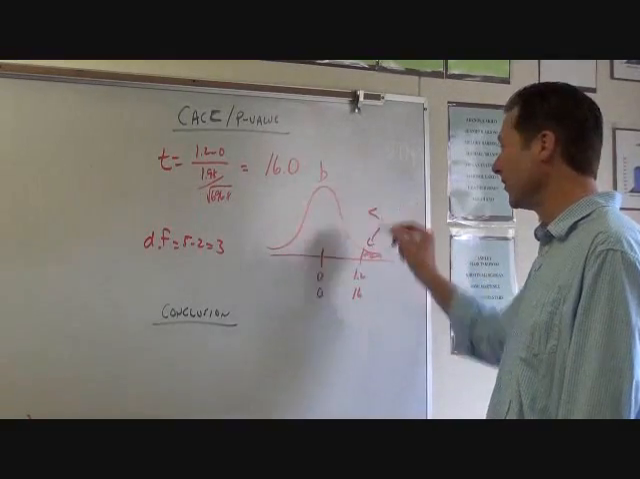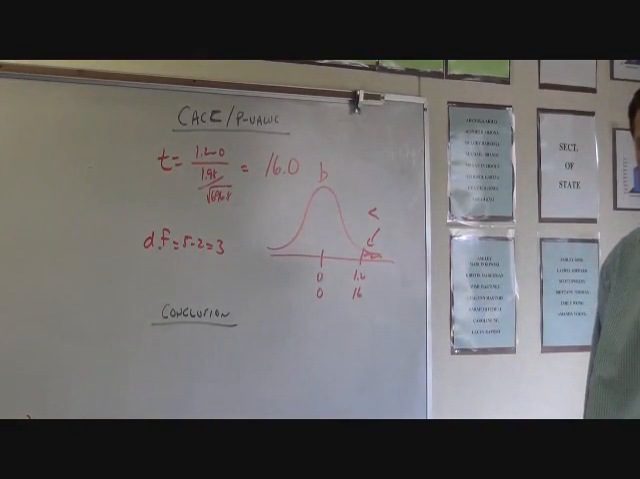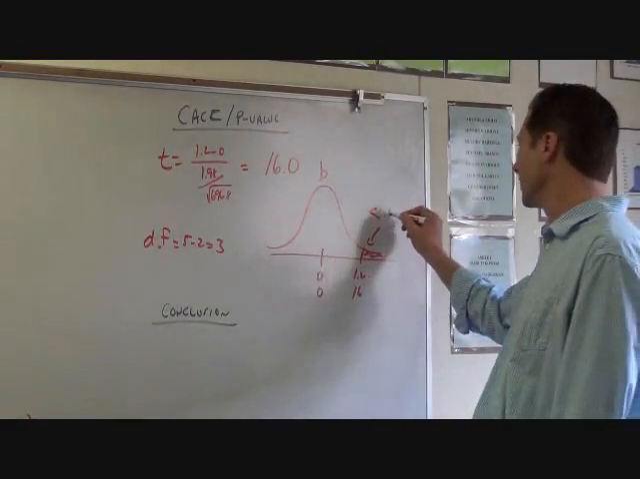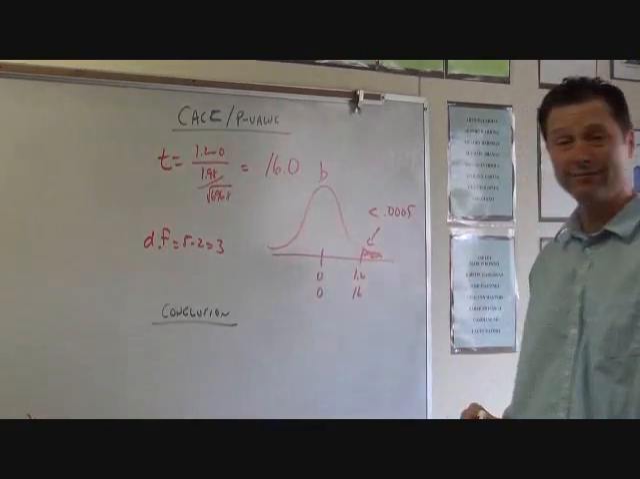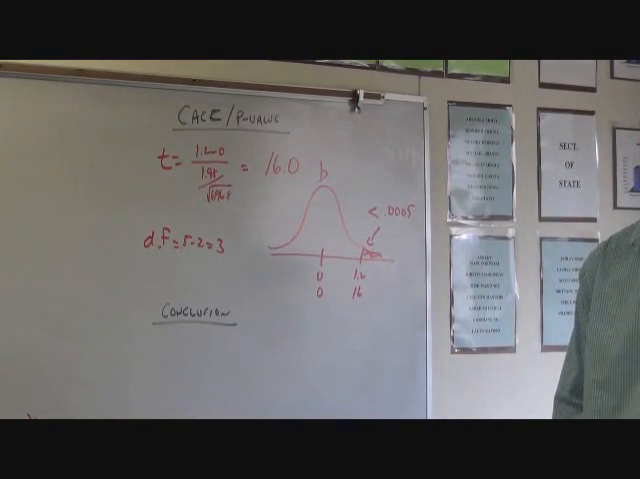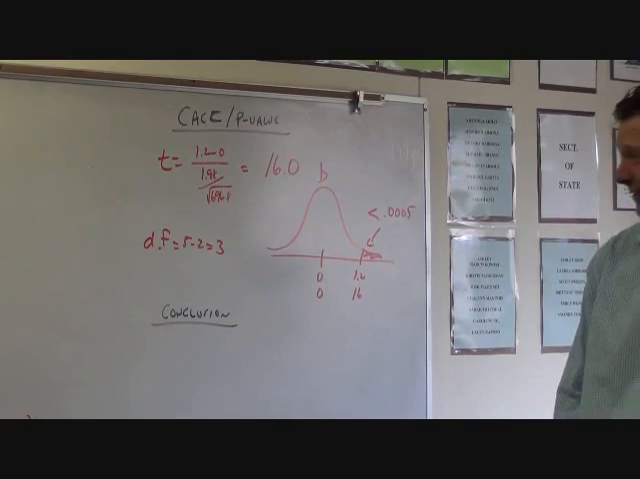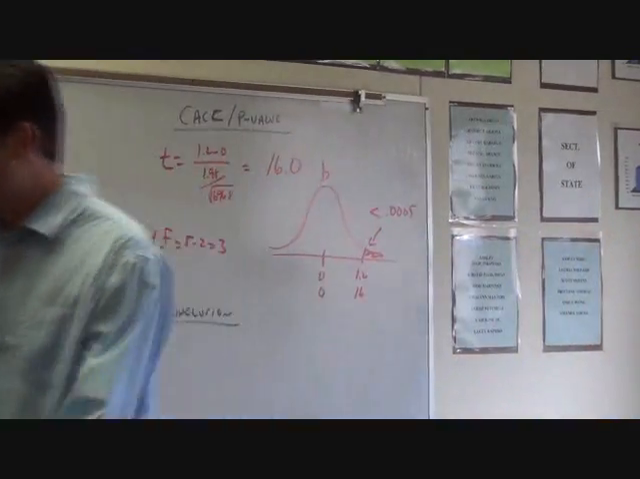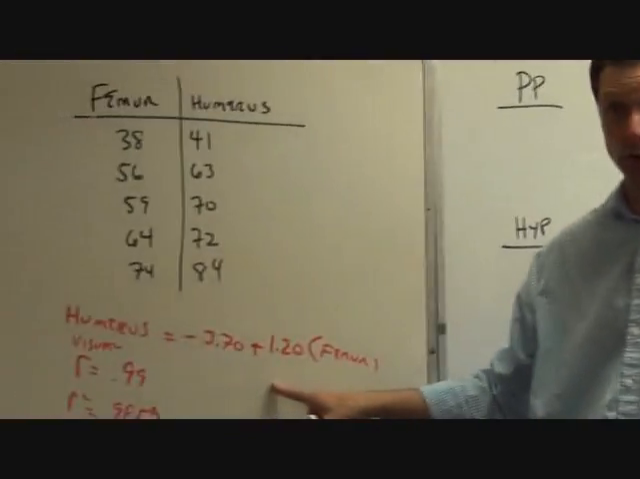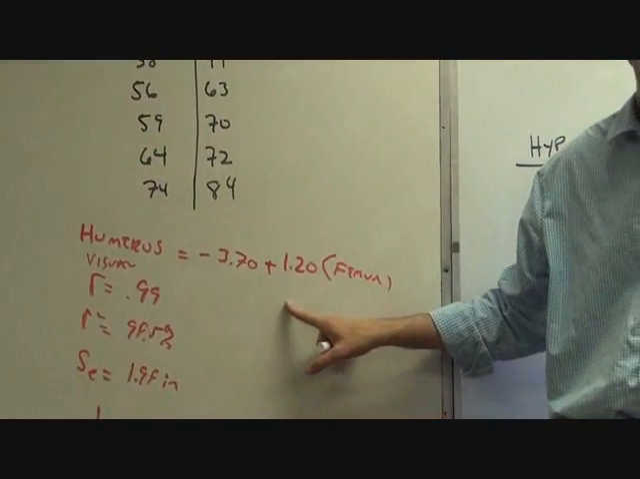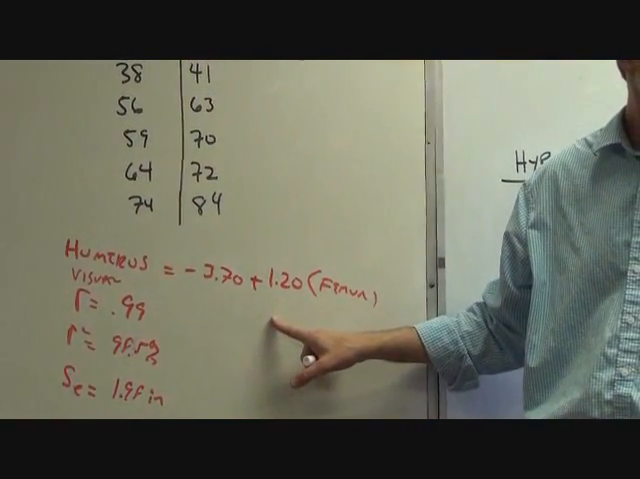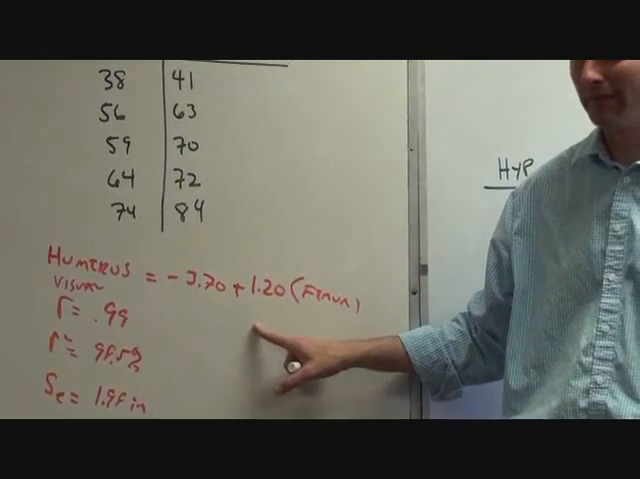So I got some people still don't know their less than and greater than symbols, which is scary. There's less than 0.0005. Translation, it's impossible. It's impossible to get a slope like this if the real population slope would have been 0. Not happening. Beyond a reasonable doubt.